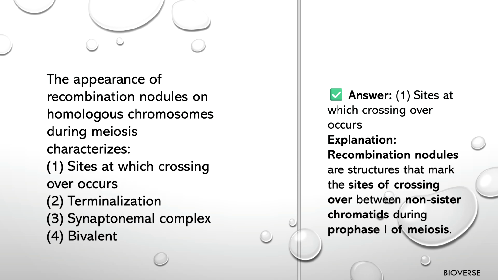The appearance of recombination nodules on homologous chromosomes during meiosis characterizes 1. Sites at which crossing over occurs, 2. Terminalization, 3. Synaptonemal complex, 4. Bivalent. Answer 1. Sites at which crossing over occurs. Recombination nodules are structures that mark the sites of crossing over between non-sister chromatids during prophase 1 of meiosis.